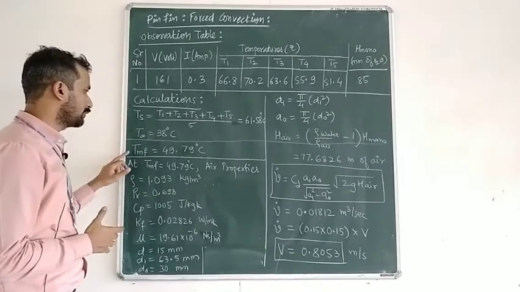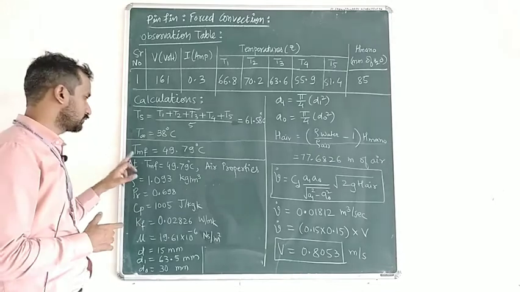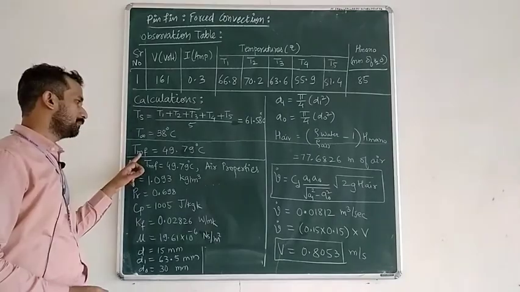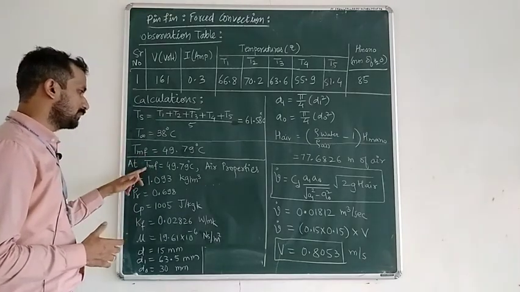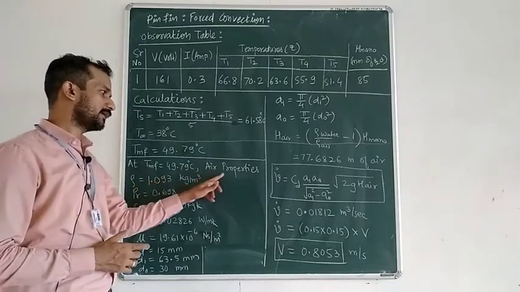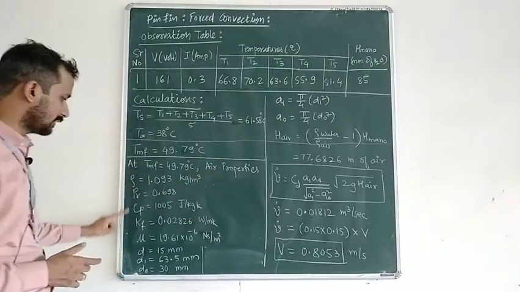So the average of that will give us the mean fluid temperature. So this TMF is what? Mean fluid temperature. At this mean fluid temperature, from the data book we can get the air properties. So these air properties are listed here.